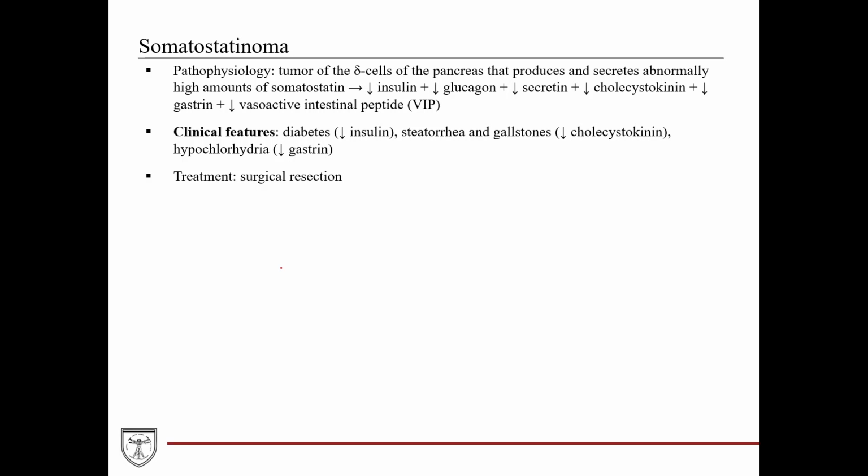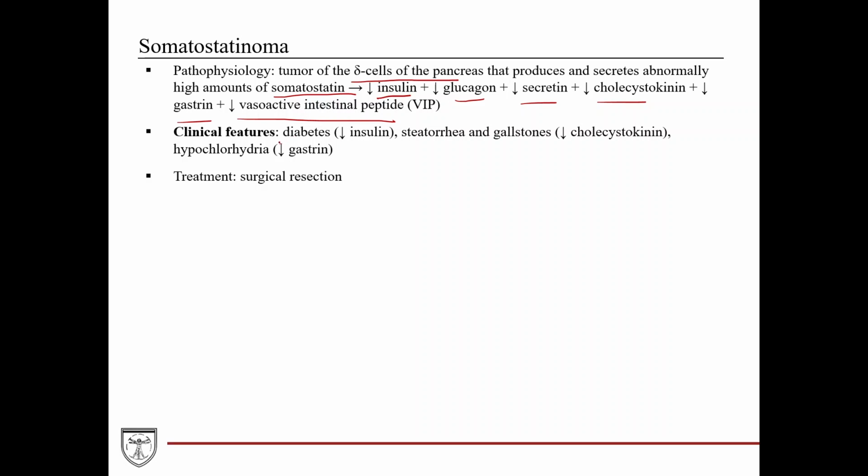Lastly, a somatostatinoma. The pathophysiology of this is a tumor of the delta cells of the pancreas, again producing and secreting abnormally high amounts of somatostatin. Somatostatin is an interesting hormone because it inhibits the synthesis of a lot of different hormones: insulin, glucagon, secretin, cholecystokinin, gastrin, vasoactive intestinal peptide. So you're going to see decreased levels of all of these, and as a result, you're going to see clinical features that correspond to the physiology of decreasing all these hormones.